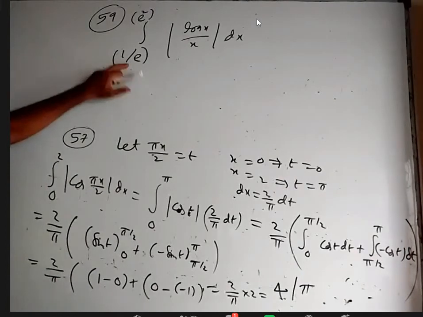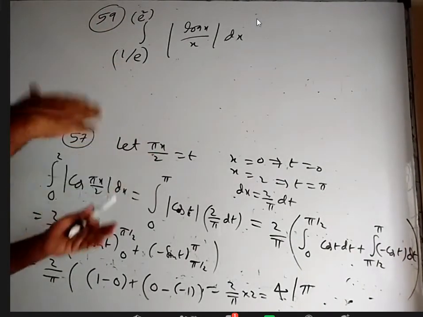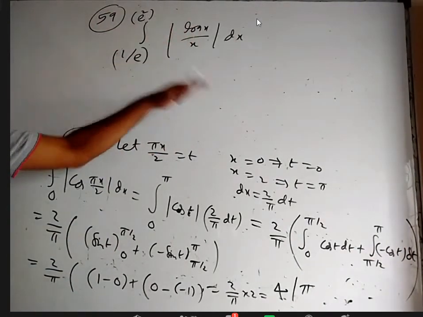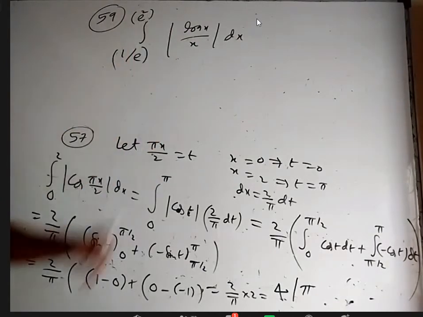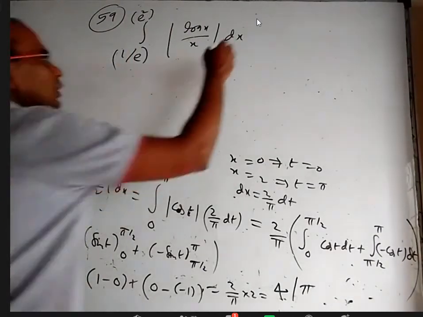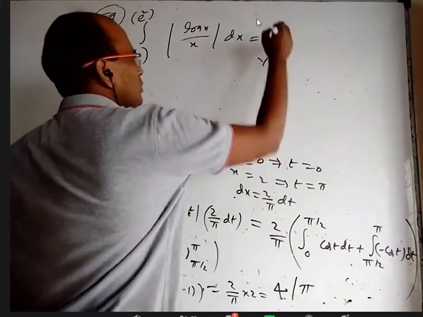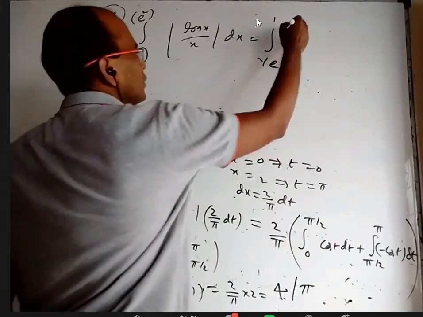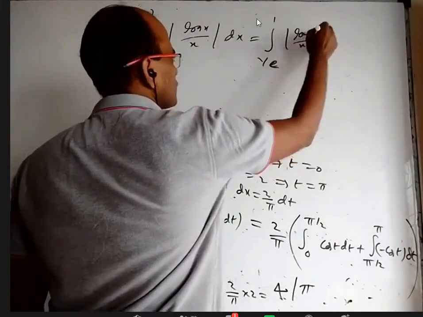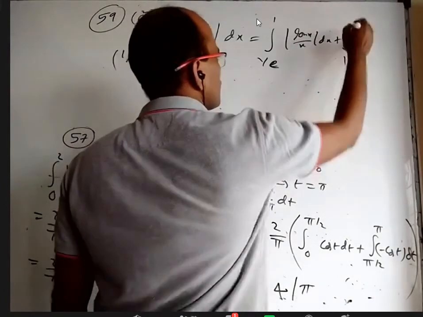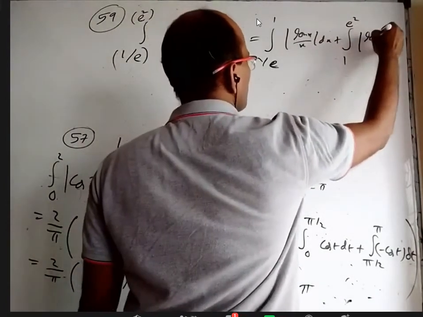So between 1 by e and e square, 1 is there. After 1, log x is positive. Before 1 up to 0, log x is negative. So I have to break there. So I have to write here integral 1 by e to 1 mod log x by x dx plus 1 to e square mod log x by x.